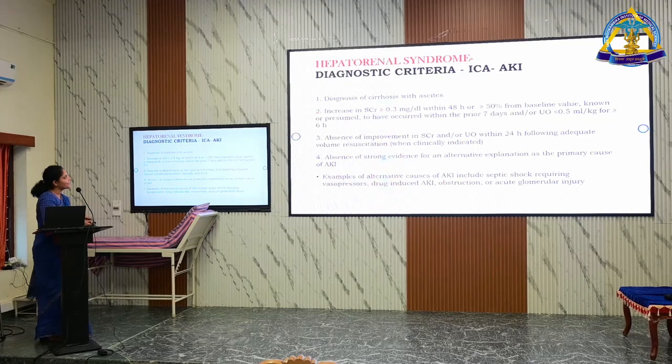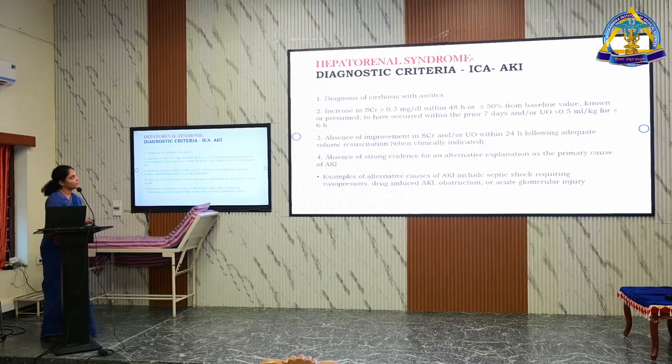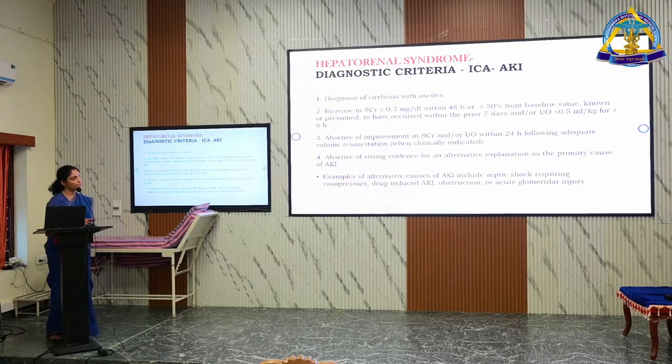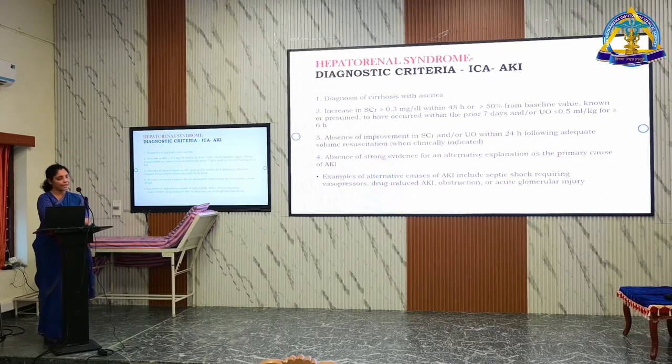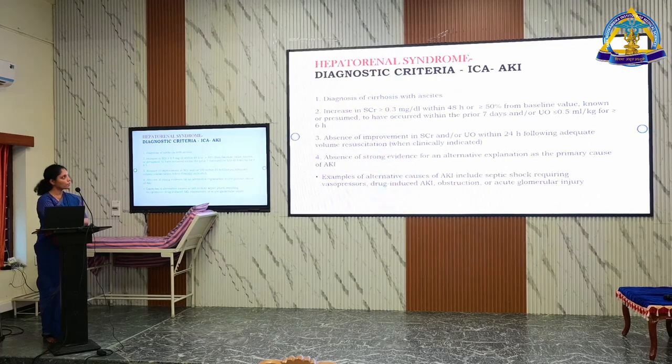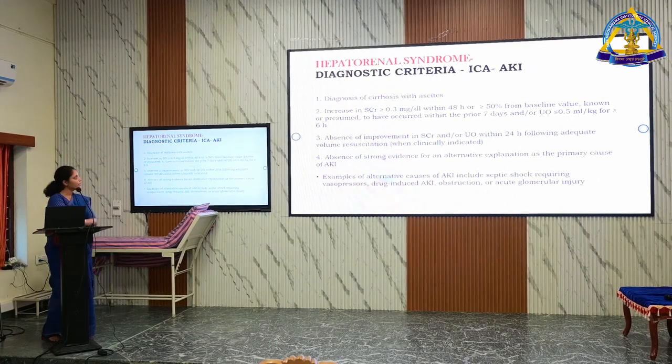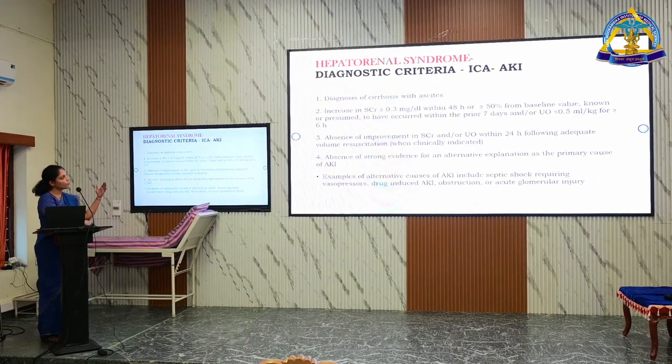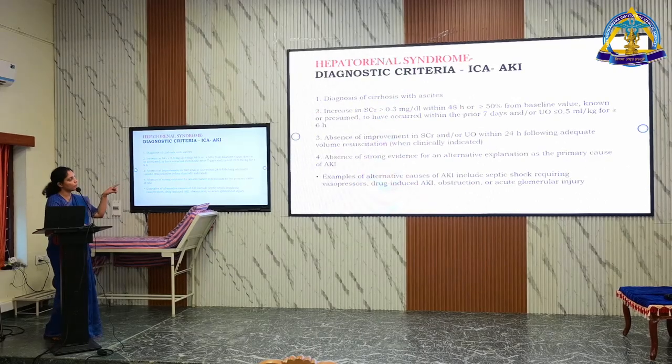Another thing is hepatorenal syndrome. The diagnostic criteria of hepatorenal syndrome have been defined by the International Club of Ascites, AKI guidelines. So whenever you see a patient with cirrhosis having a raised serum creatinine, you always keep this in mind: the patient might be having either AKI or it can progress to hepatorenal syndrome. So how do you diagnose? These are the diagnostic criteria, 1 to 4.